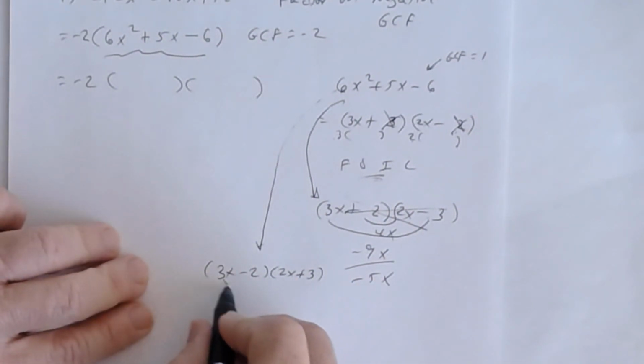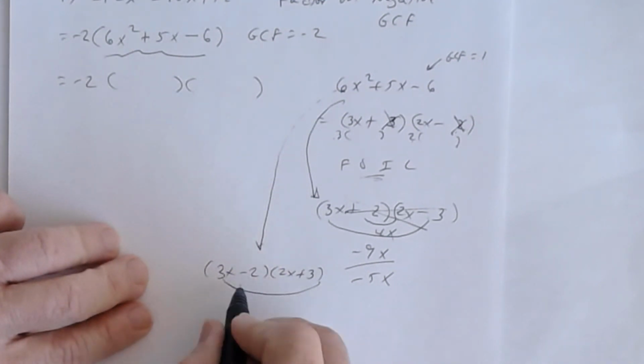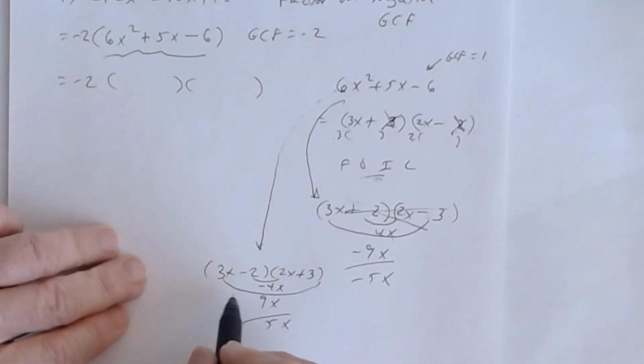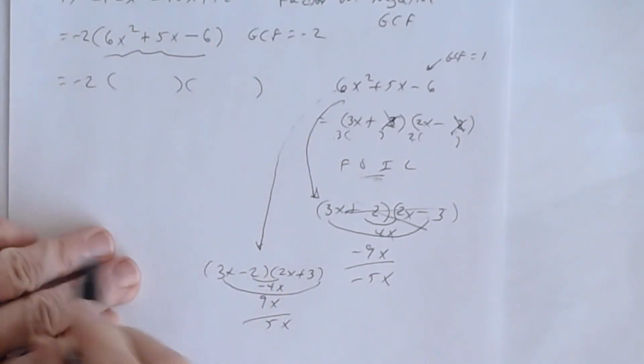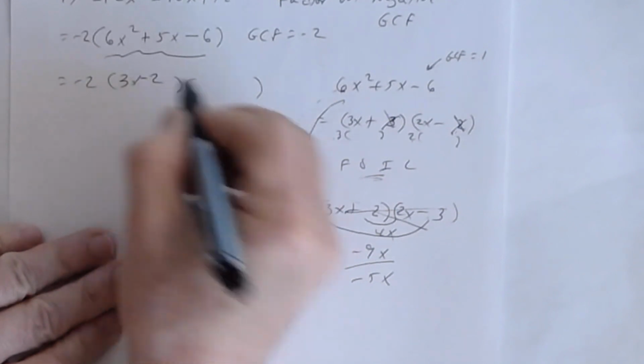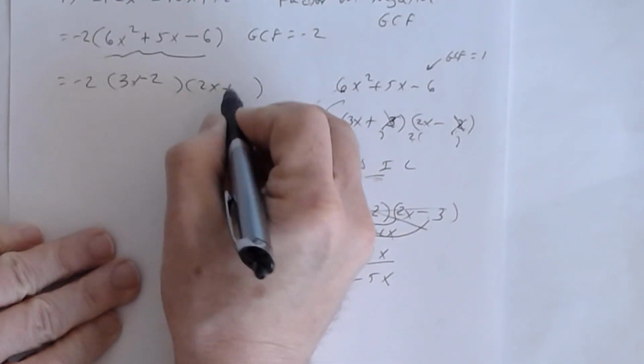And now if you check the outer and the inner, watch. 3x times 3 is 9x. A negative 2 times 2x is a negative 4x. And when you add them up, you get 5x, which is what you wanted. So that is going to go here now. So I get negative 2 times 3x minus 2 times 2x plus 3.